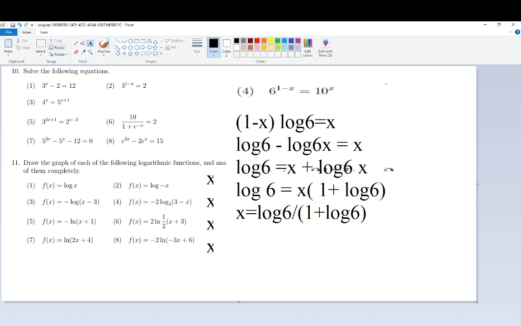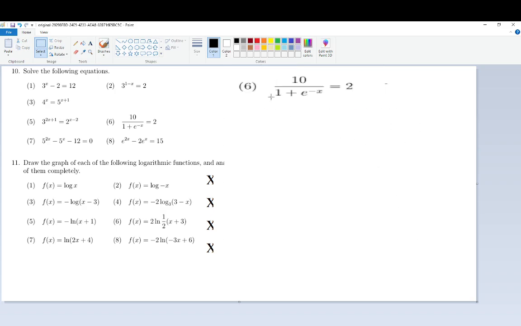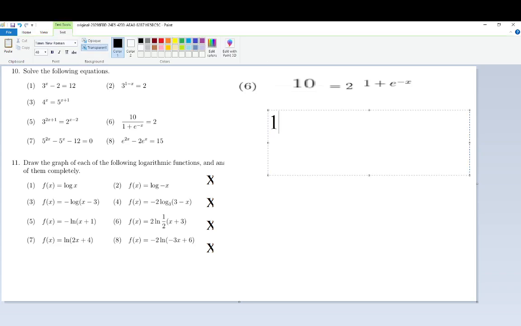And over and over and over again, some of these are hard to do. You've got to get rid of the fraction. Seeing as I see e, it's smarter to use ln whenever I see e. So I'm going to multiply both sides by this denominator first. 10 is equal to 2 times that. So I get 10, and then I'm going to expand the right side, is equal to 2 plus 2e to the power of negative x. I'm going to get rid of that 2 here, so I get 8.